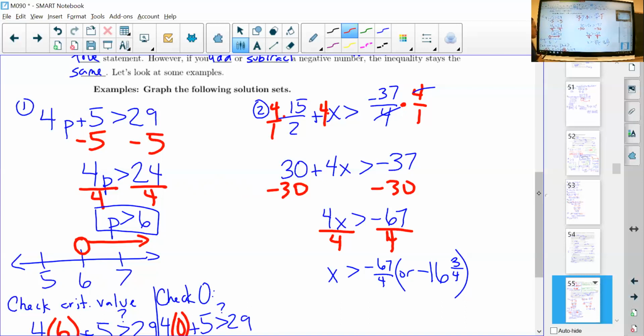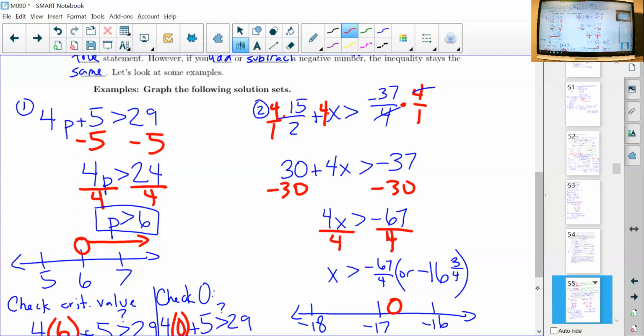Okay, so now I have my number line that I'm going to draw, but negative 16 and 3/4, where does that go? I like to say, well, it's between negative 17 and negative 16. Right, so let's put them both on here. Negative 17, negative 16. Over here would be negative 18. Now 16 and 3/4 is almost 17. I'm going to put my dot here.